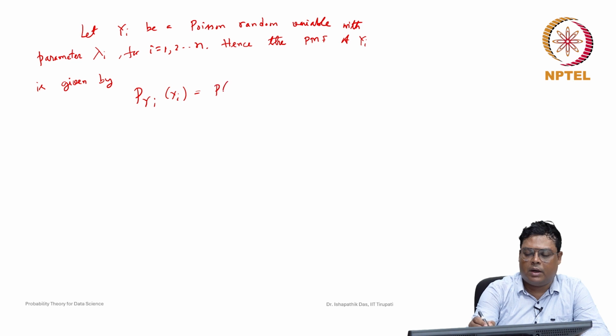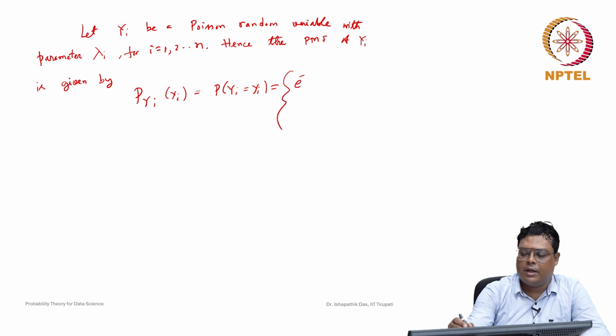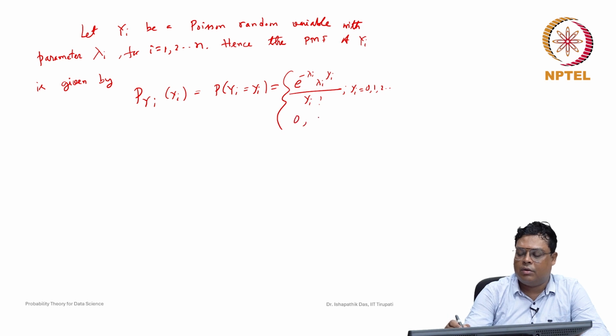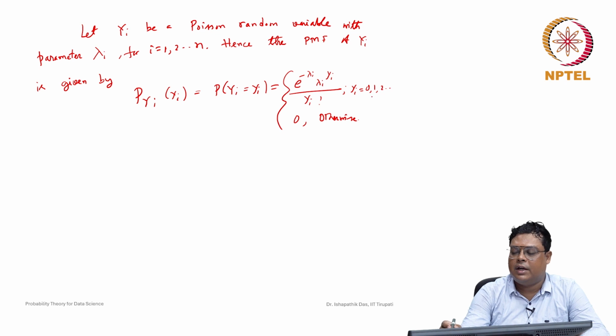This is equal to e to the power of minus lambda i, lambda i to the power of yi, divided by yi factorial, as we have already discussed for Poisson random variables. Whenever y takes the values 0, 1, 2, and this is 0 otherwise. Basically, it is not only a real number, it takes only integer values. The range of these random variables is 0, 1, 2, like this.